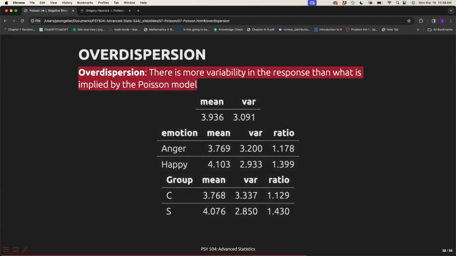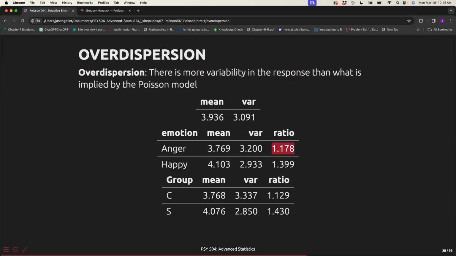So real quick, what is over-dispersion? It's when the mean is not equal to the variance. Stated differently, it's when there's more variability in the response than what the model predicts. I've calculated the mean and variance for the overall model here, and I've also calculated the conditional mean and variance for each of our levels. As I said before, we want the ratio of the mean and variance to be pretty close to 1, if not 1, because that's what the model assumes. In our particular case, the ratios are fairly close to 1. I don't know if there's any egregious deviation from 1, but we can test this.